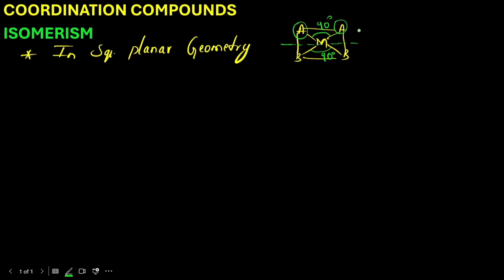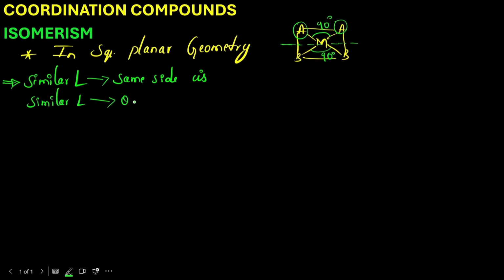here similar ligands are present on the same side, right? Similar ligands on the same side give the cis isomer. Similar ligands on opposite sides give the trans isomer, right? So if you pass the plane like this, here similar ligands are present on the same side. Therefore, this is the cis isomer.